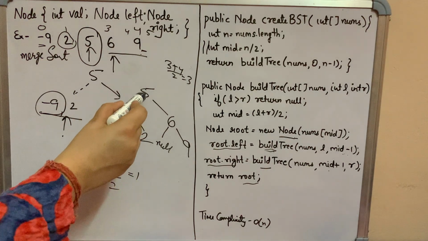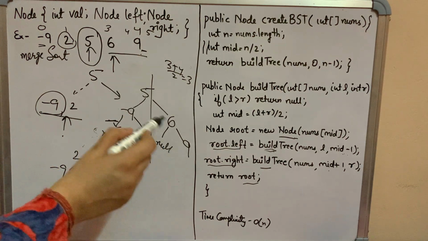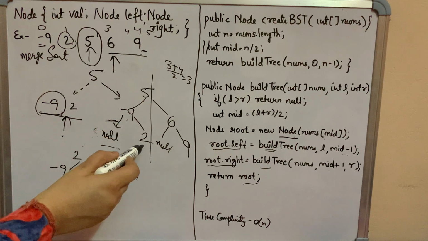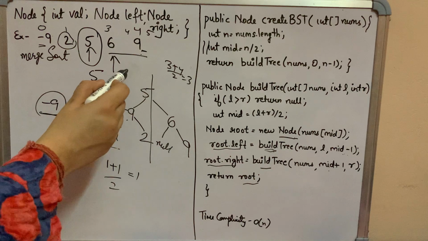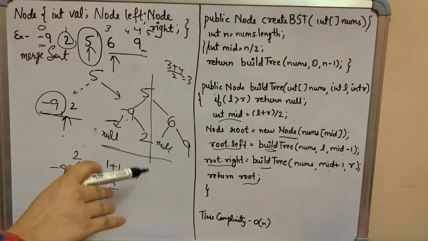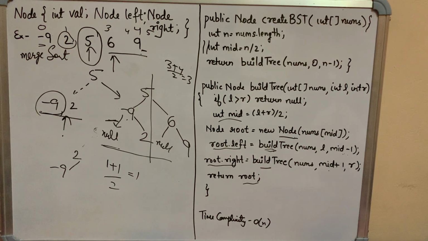If you see, all the elements here are less than 5, and these are greater than 5. Minus 9, null is less, there is nothing, and 2 is between 9 and minus 9 and 5. 2 is in between that. So this is how your BST looks. If you choose a different middle, it may look a bit different, but it will be a BST only. Then you may have to do a bit of changes ahead, but for this, the logic which I just explained, this code works absolutely fine.